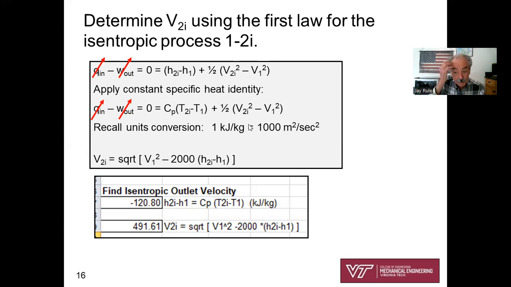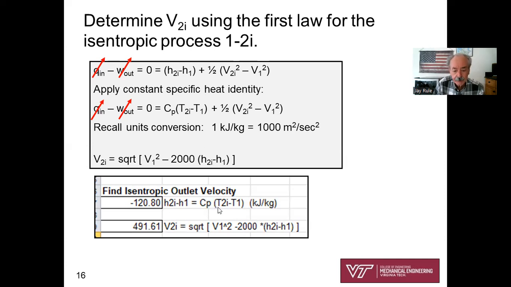We need to remember in the back of our minds a units conversion. I can chase you back to other PowerPoints where you convert 1 kilojoule per kilogram is equivalent to 1,000 meters squared per second squared. And that's how we got this 2,000 term over in here. Instead of just 1/2, we've got 2,000. So we're solving for V2I. That's how I got the 2 to come over to that. And yeah, 2,000. There we go.